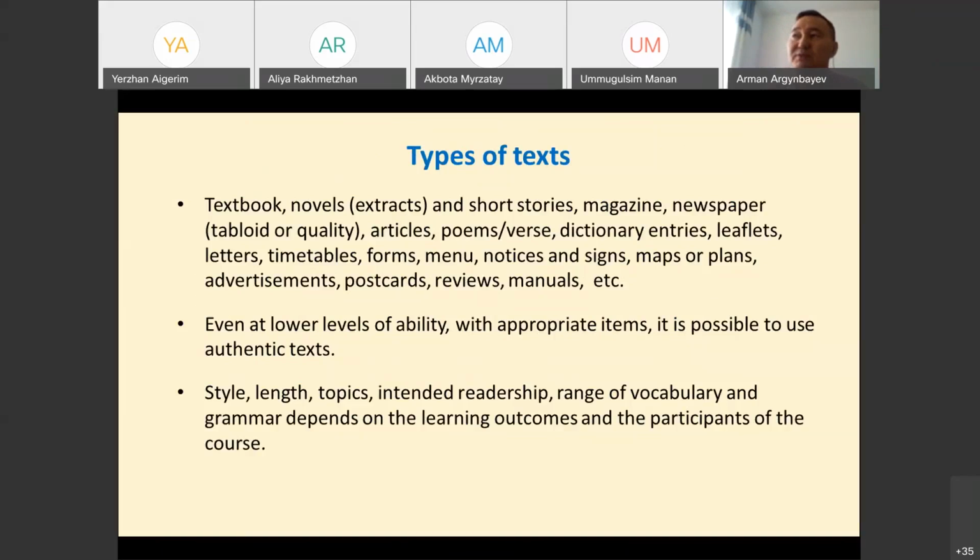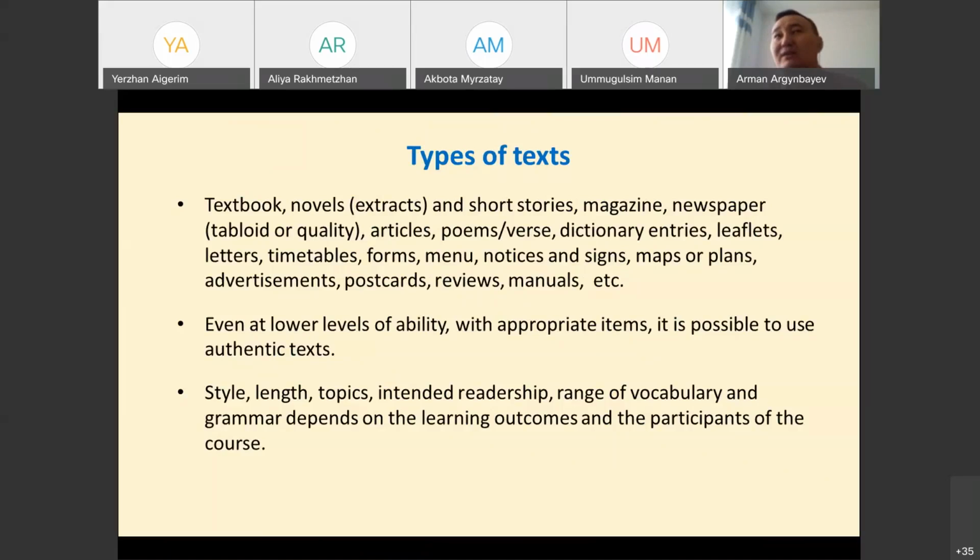Some people believe that we cannot use authentic materials with lower level students. But actually, we can if the tasks are designed appropriately and if the texts are selected appropriately. So for lower level students, we can choose something easier, like a restaurant menu, for example, or we can use signs. Even in KET, Key English Test, which is beginner. So it's elementary, I think.